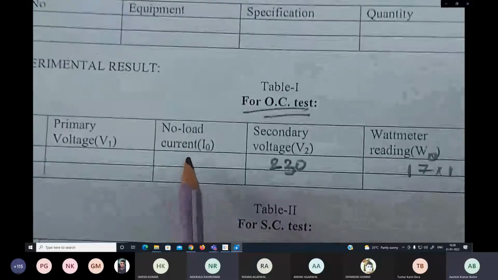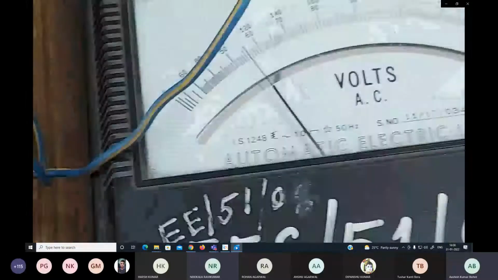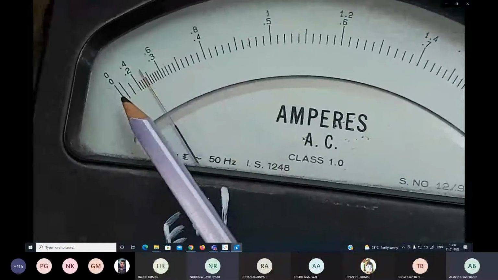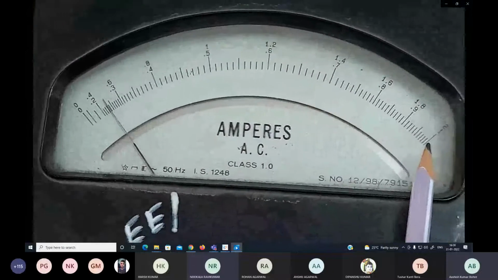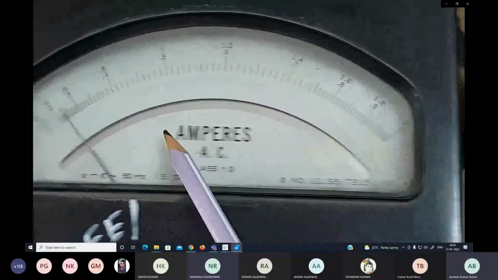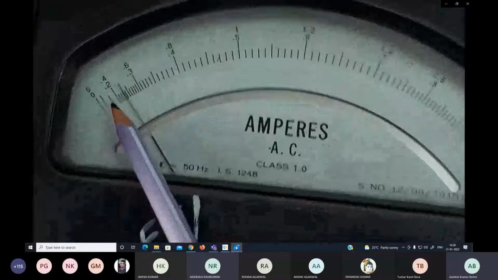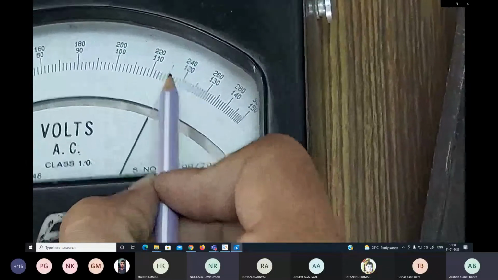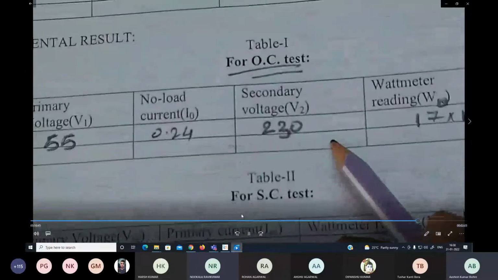What is the no load current? We have to see the no load current. Because we have connected in the lower range, it means 0 to 1 ampere range, so we will see the lower scale value. Okay, so 0 to 1 ampere is the lower scale one. This is basically 230 volt, approximately 230 volt we have to note here.